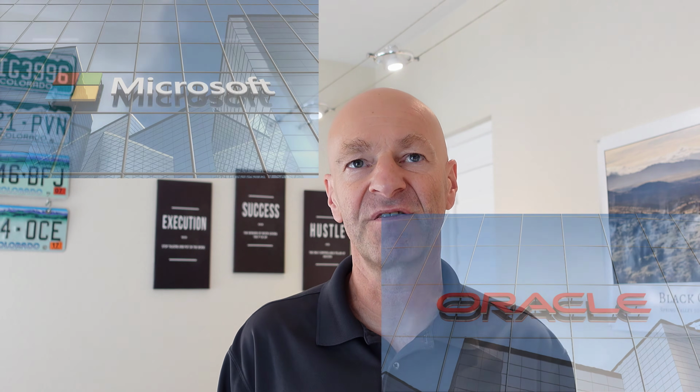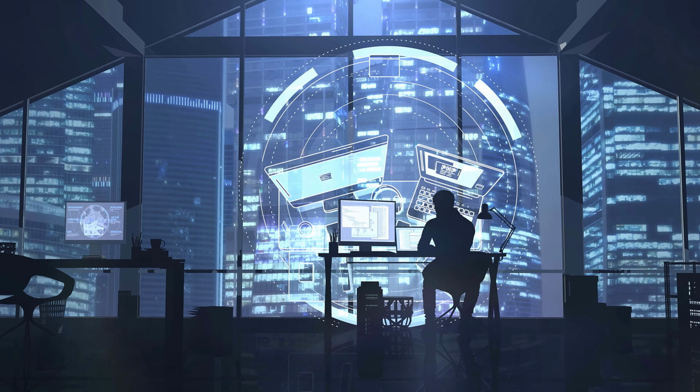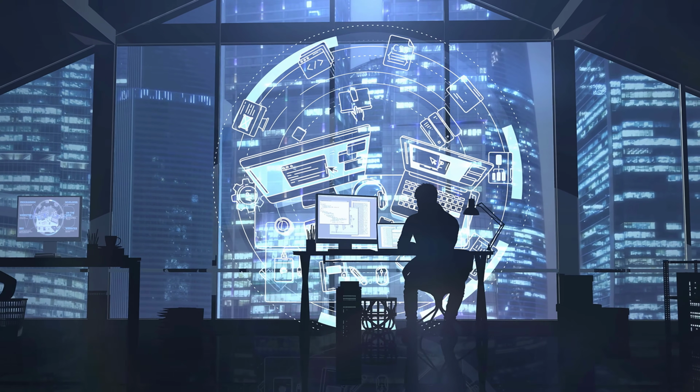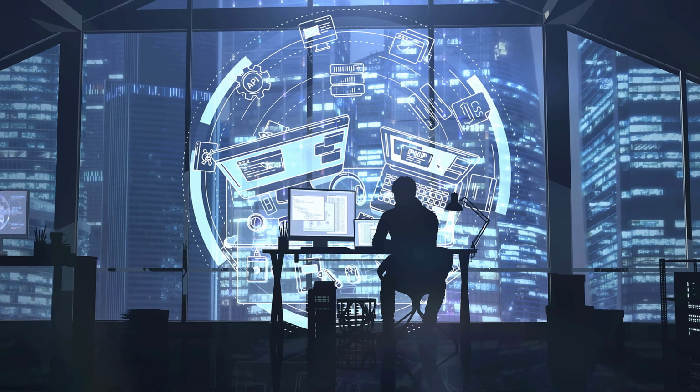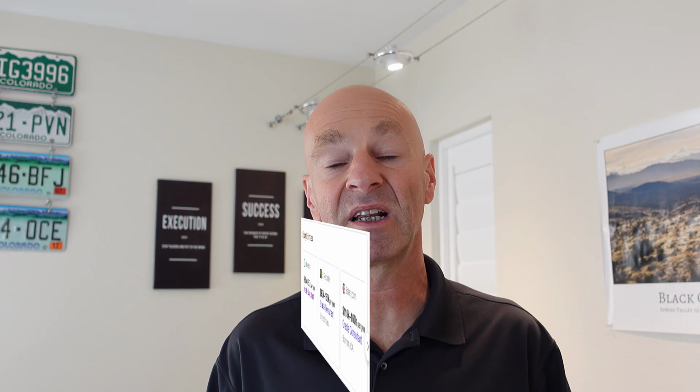DBAs are usually skilled in 1 to 2 technologies. You can think about the technologies like Oracle or Microsoft SQL Server or others. Depending on which area you work in, you specialize in, let's say, Oracle. And if you look up salaries for Oracle database administrators or related Oracle technology specialists, those salaries are pretty high. So it pays to specialize in those areas because those are really large databases.